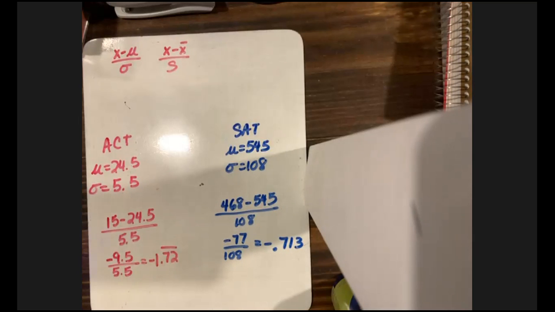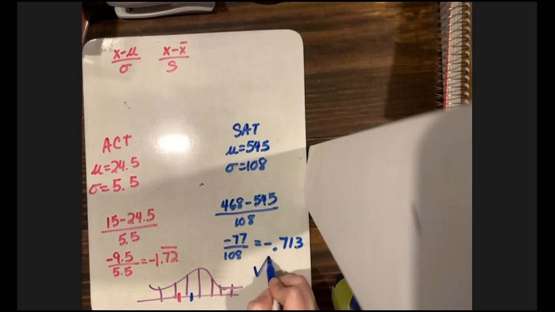Well, if I take a look on a bell curve, 1, 2, 3, 1, 2, 3, in general positioning here, this one is about here. This one is about here. So we did better on the SAT, because comparatively, it was higher, or closer to center, than the other one was.